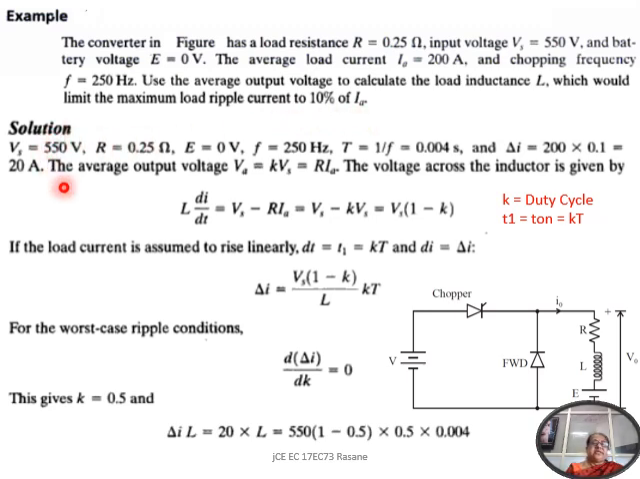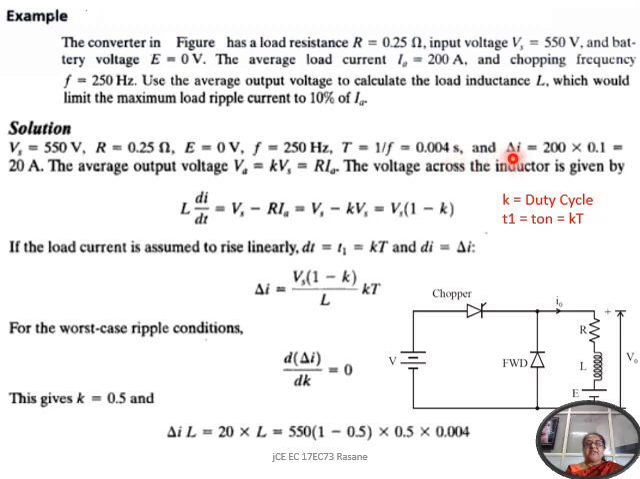Fine. So let us look at the solution. We have the input Vs is 550 volts, R is 0.25, E has been given as 0, f has been given as 250 Hertz. So we can get the time T, which is equal to 1 by f, equal to 0.004 seconds.